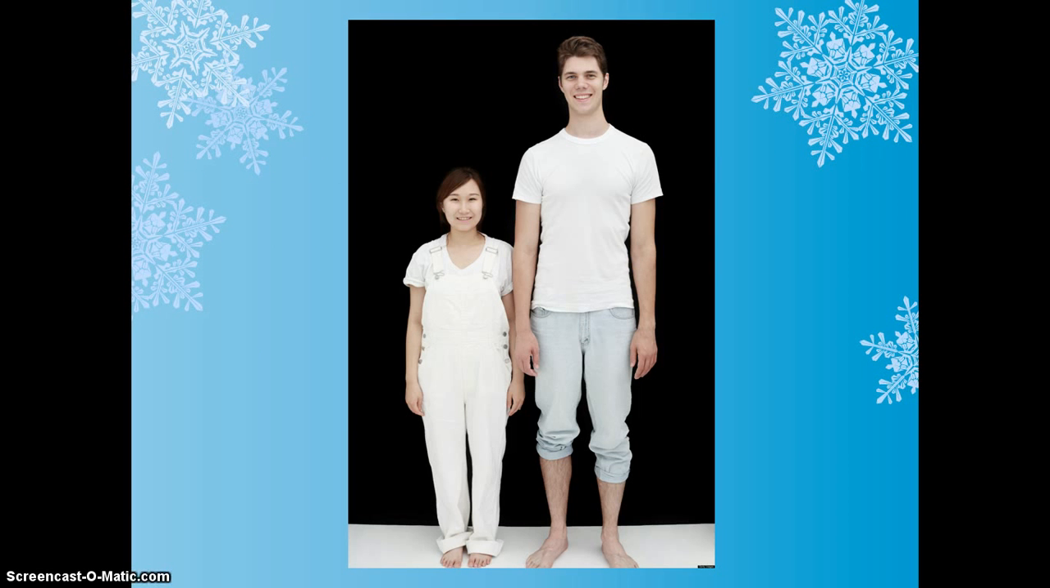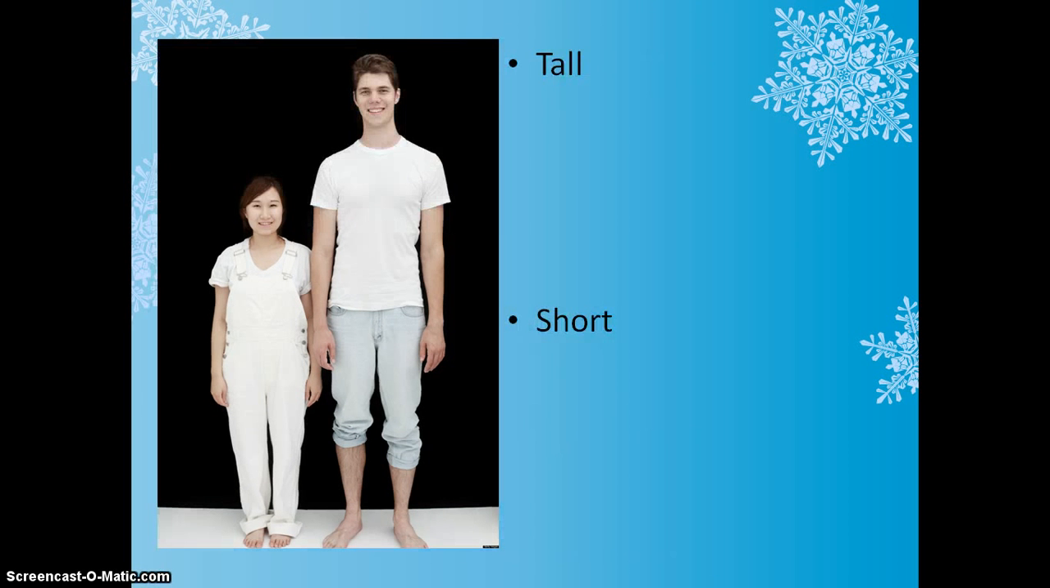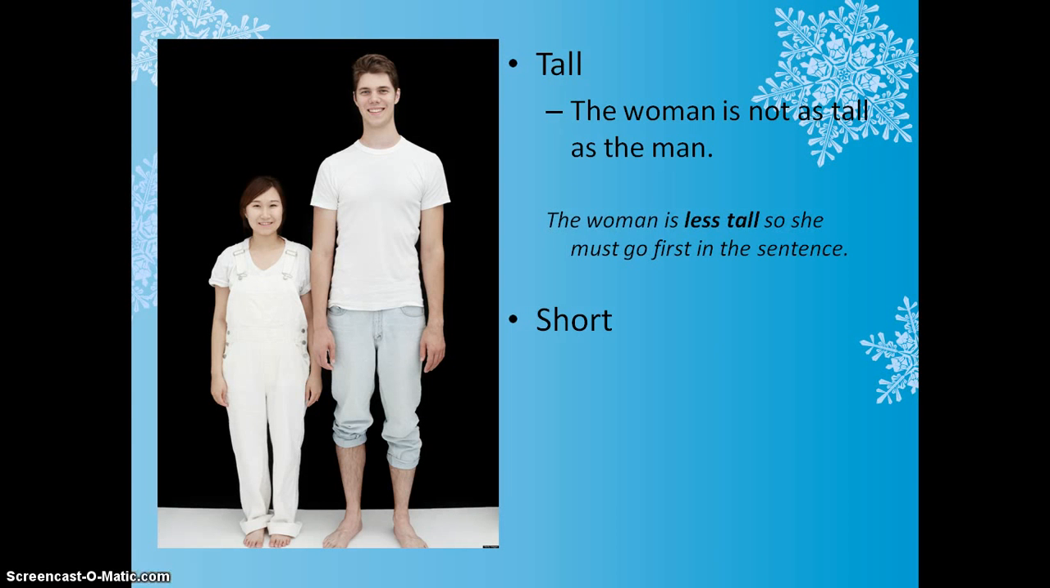Let's take a look at this photo. We've got a man and a woman, and let's talk about their height. What 2 adjectives can we use to compare their height? Well, we can use tall and short. So, if we are going to use tall, we can say, the woman is not as tall as the man. The woman is less tall, this is our lesser noun, so she must go first in the sentence. The woman is not as tall as the man.